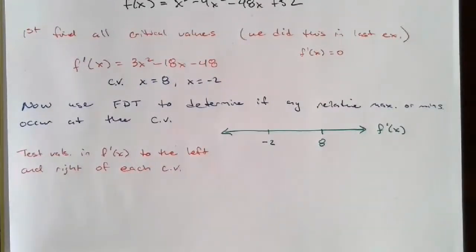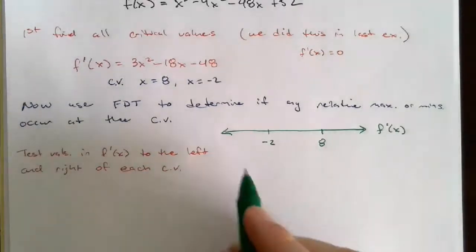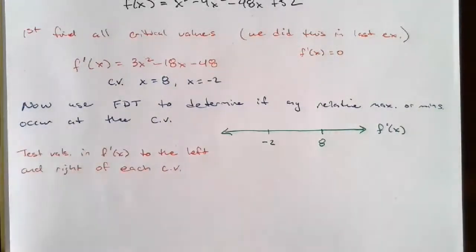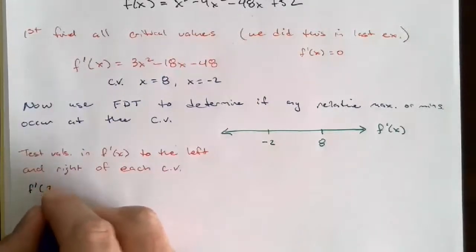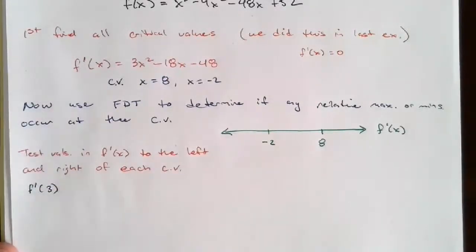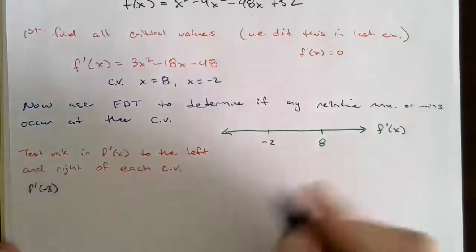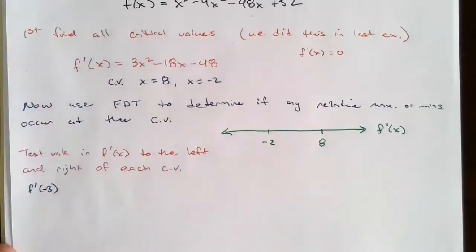So let's talk about what values I would test. Now, it doesn't matter what you pick. You can't pick the critical values themselves, because we know that's where the derivative is already equal to 0. So let's try something to the left of -2. I'll say let's try f prime of -3, something to the left of -2.